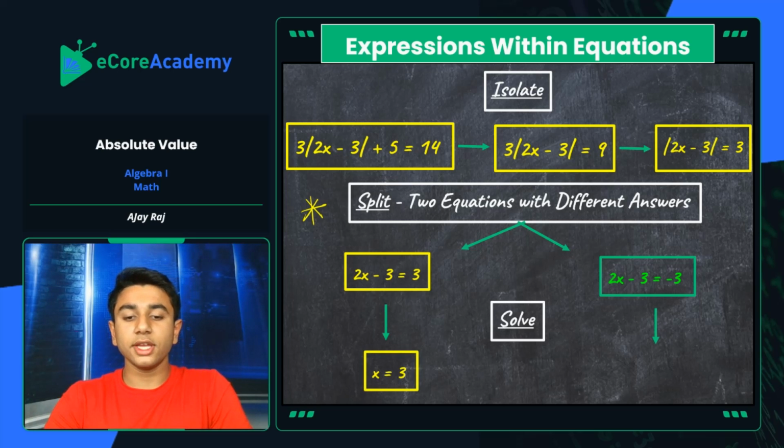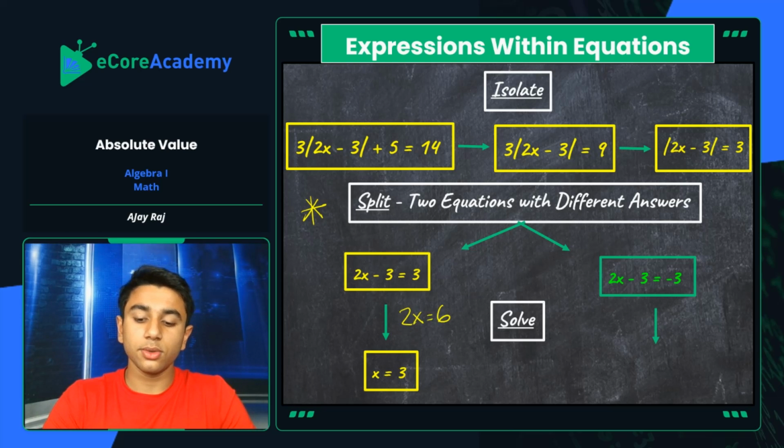As you can see on the left-hand side, we're going to simplify this equation as we would normally. So 2x minus 3 equals 3. You would add 3 to both sides to get 2x equals 6. And then you would divide both sides by 2 to get x equals 3. On the right-hand side, we have 2x minus 3 equals negative 3. What you would do here is add 3 to both sides. We get that 2x equals 0. And if you further simplify that, you get that x equals 0 itself.